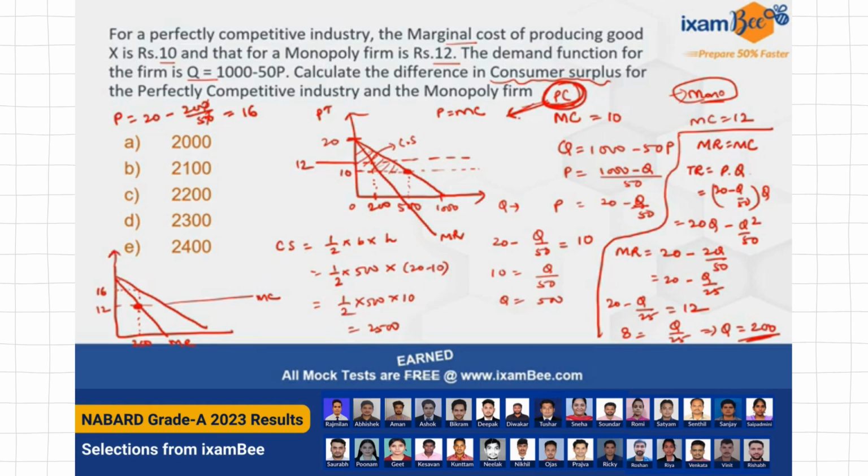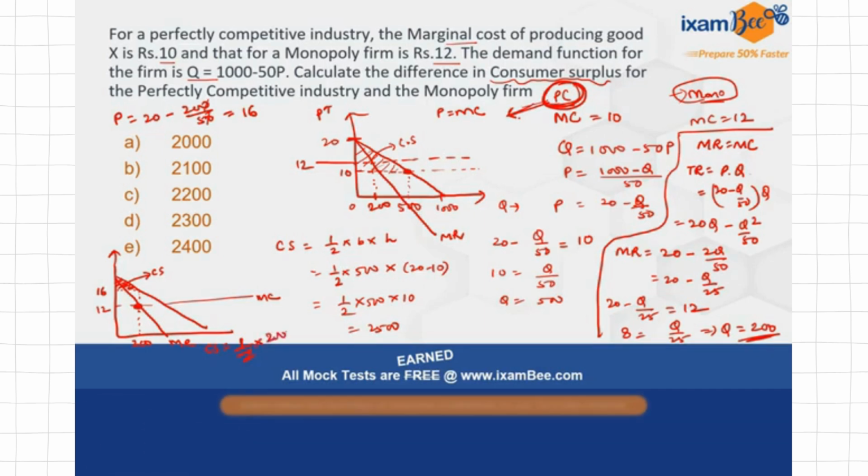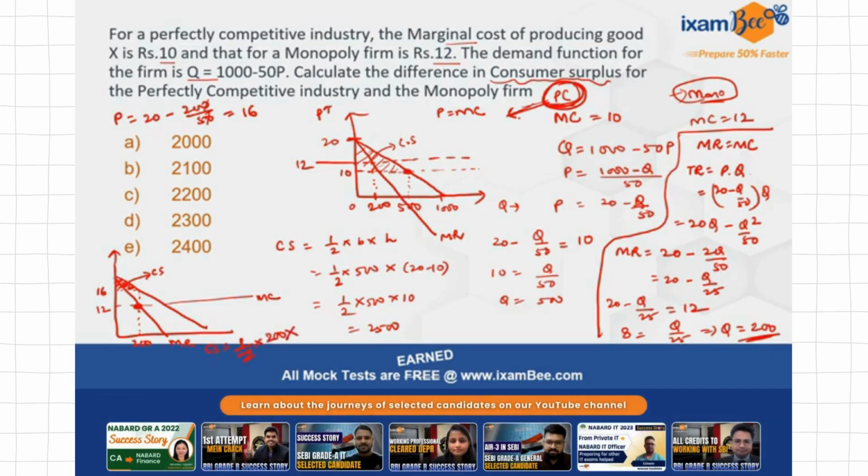Okay, so as I told you, from the definition of consumer surplus, you know what is consumer surplus? It's the area below the demand curve and above the price line. So this is going to be my consumer surplus in case of a monopolist. So what is the consumer surplus? If you have to calculate this, what is it going to be? Again, use the same formula, half times base into height. Base is how much here now? 200 into height.